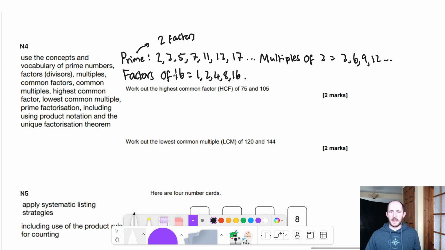So a prime number is one that has 2 factors, which is why the number 1 is not a prime number, because the only factor of 1 is 1. That's one factor.